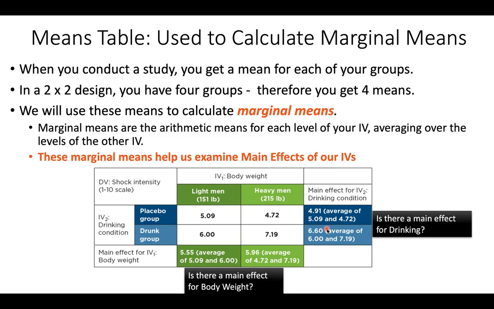So I want you to take a minute, maybe pause the video, or this might not take too long, so maybe don't pause the video. I'll just go silent for 10 or 15 seconds. I want you to consider whether there is a main effect of body weight, meaning compare these two numbers, and whether there's a main effect of drinking condition, compare these two numbers, and then see if you can come up with a little eyeball interpretation of how you would describe each of these effects. So go ahead, I'll go silent for about 15 seconds.